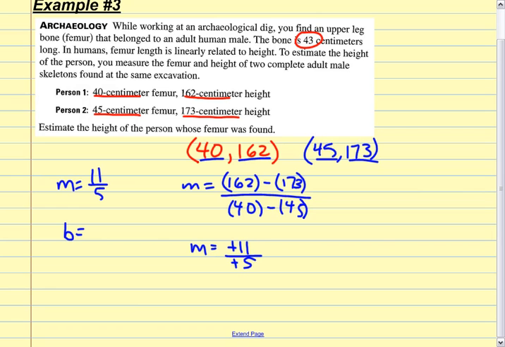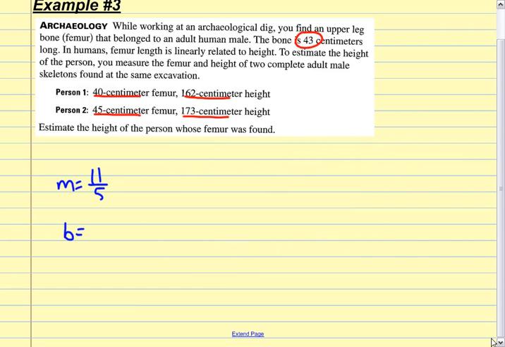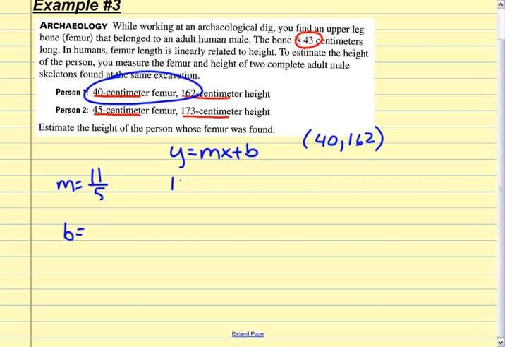Now I'm going to get rid of this, so I'll still have a place to work. And I'm going to say y is equal to mx plus b. I'm going to choose one of these points. I'll choose this one: remember, it's 40, 162. So I'm going to plug in 162 for the y, 11/5 for the slope, and 40 for the x. And then I don't know what b equals.